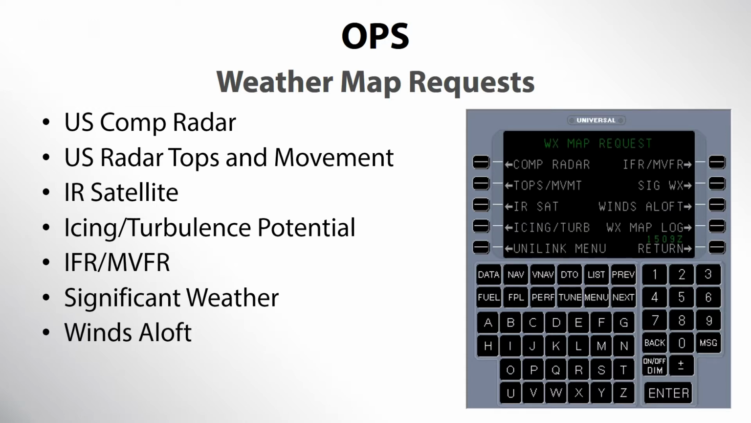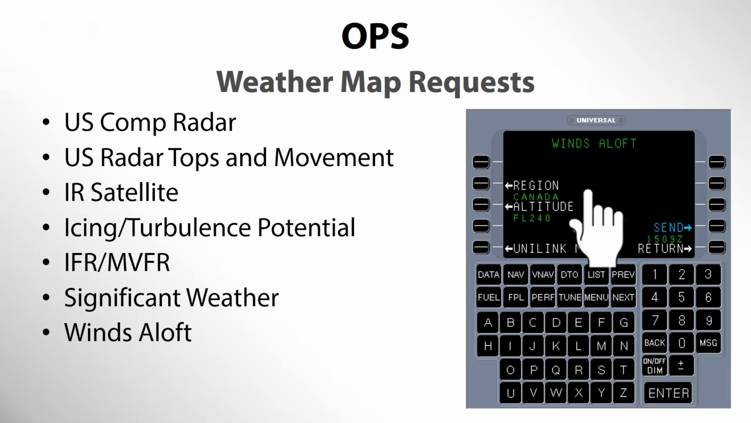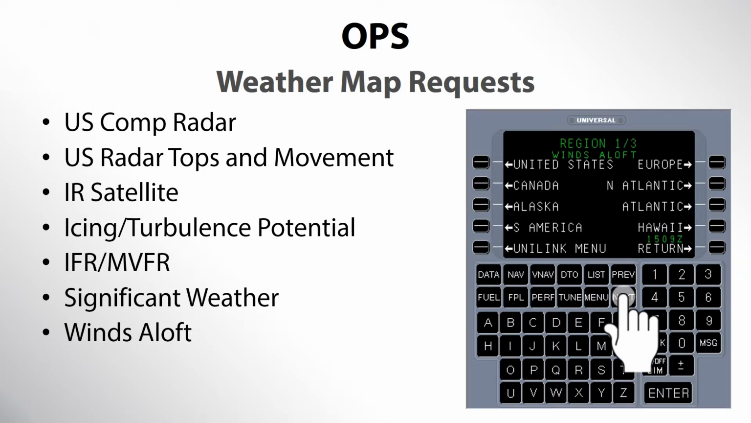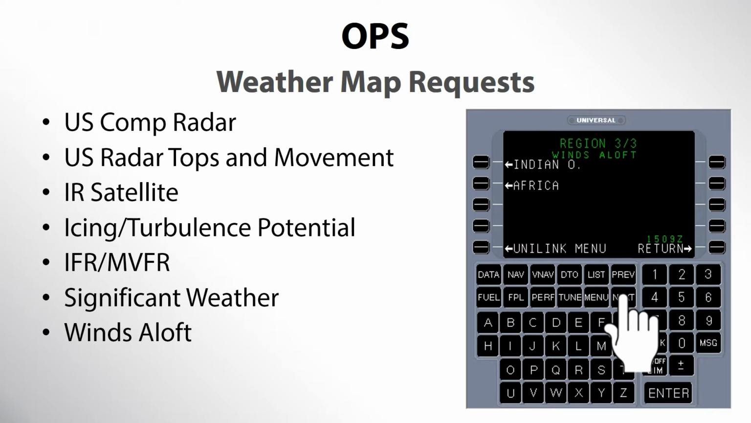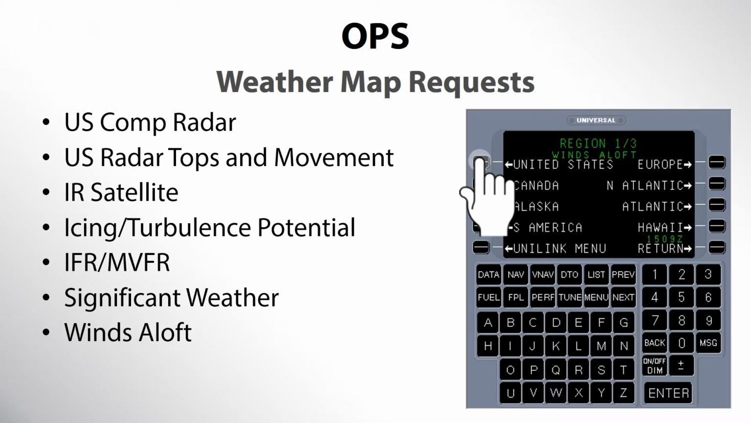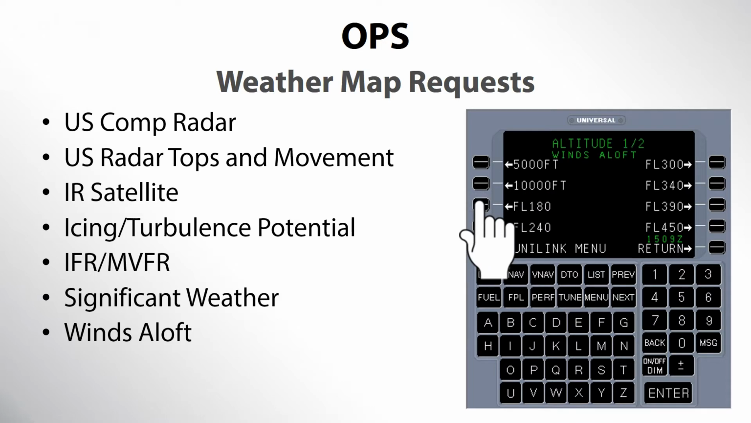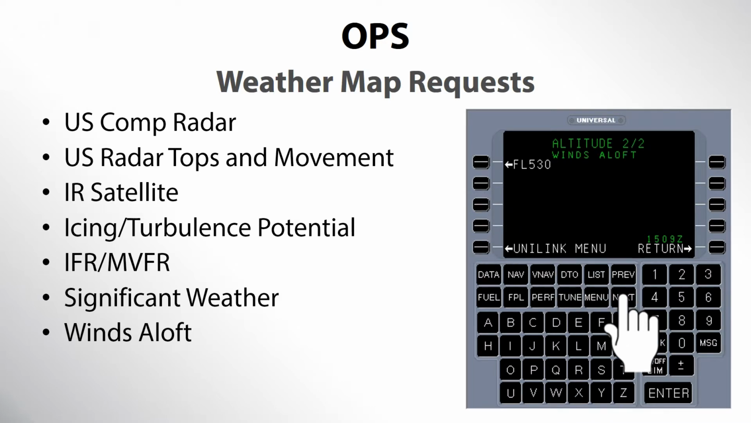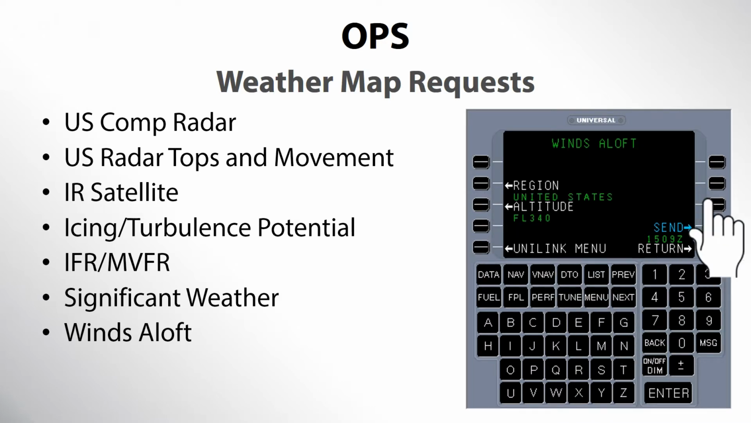The Winds Aloft page allows the user to request the most current worldwide winds aloft maps by region. To request the winds and temperature aloft graphic, first select a region. There are 3 pages from which to choose. Then select a flight level. There are 2 pages from which to select a flight level. Both the region and the flight level selected will remain through system power cycles. Press Send to place the message in queue for transmission.